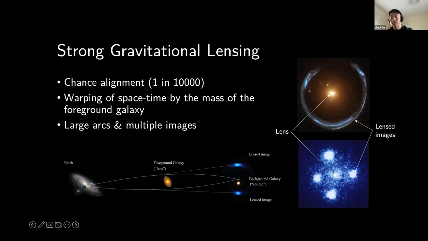On the other hand, below, we have something else called an Einstein cross. This is another very common structure you see for gravitational lenses, where you have the lens galaxy sitting right in the middle, and then the four counter images of the source sitting outside.